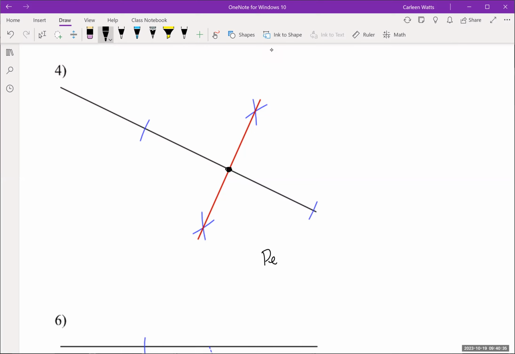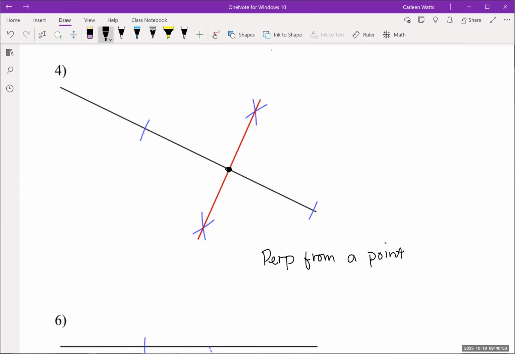This is a perpendicular from a point. Oh, good try. I love that you're participating. Okay, and that took a lot of typing.